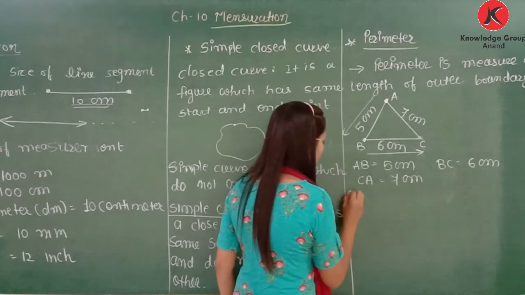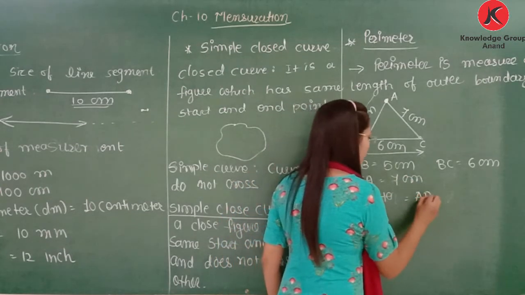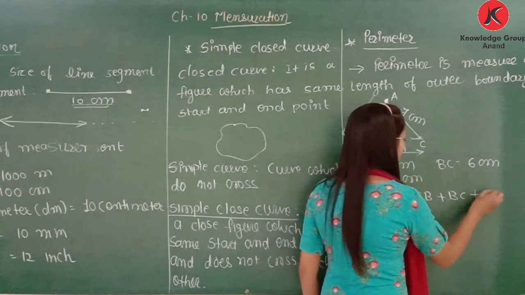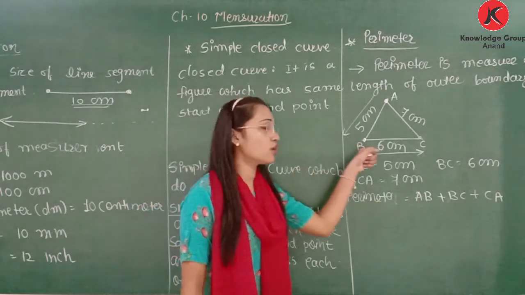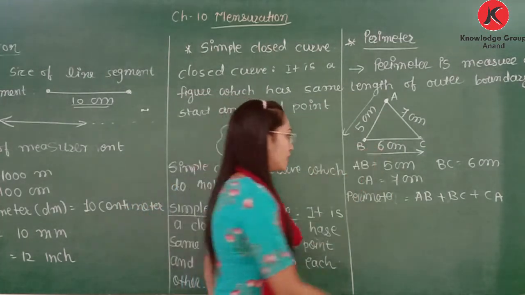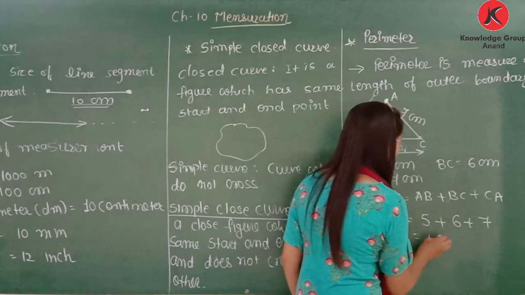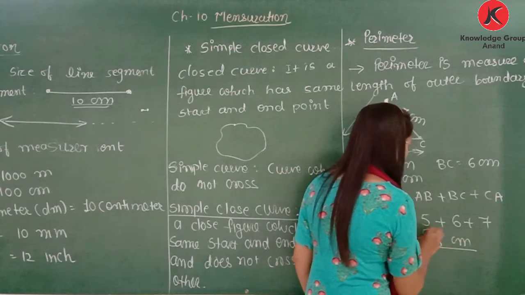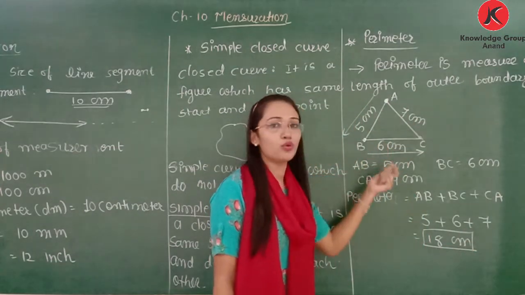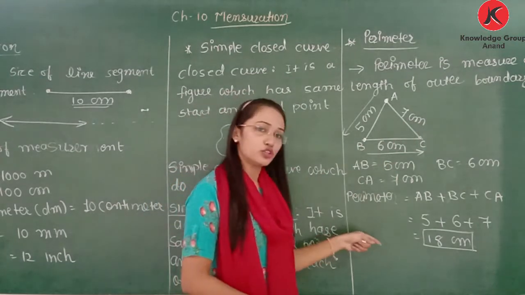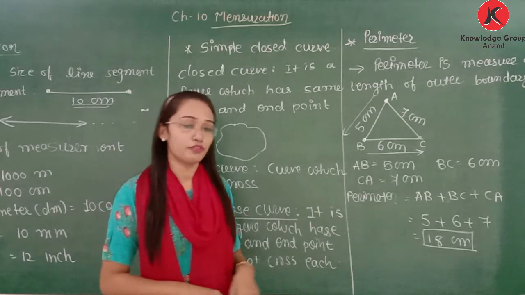So perimeter will be AB plus BC plus CA. Addition of length of boundary. So that is 5 plus 6 plus 7. So 18 centimeters. The unit can be the centimeter or the meter. So this way you can measure the perimeter of any geometrical shape or any flat surface figure.